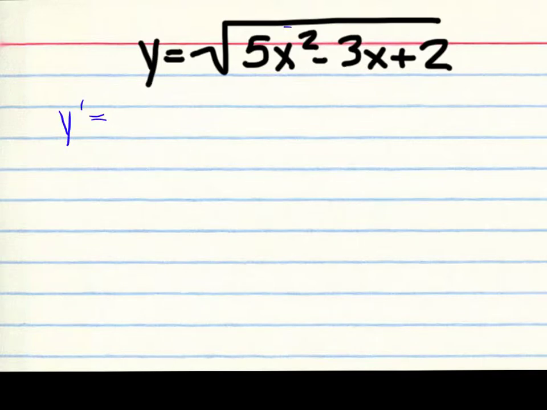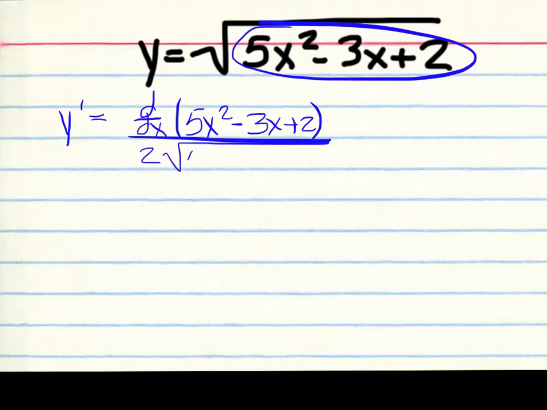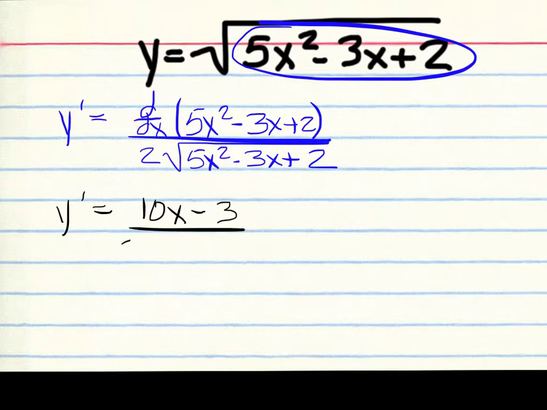You need the derivative of the item under the radical sign. So derivative with respect to x of 5x squared minus 3x plus 2, and then on the bottom you'll need a 2, and that's part of the formula. The 2 comes from the formula, and then you'll need the radical term, square root of 5x squared minus 3x plus 2. So on the top, that derivative is 10x minus 3. And on the bottom, you have 2 times the square root of 5x squared minus 3x plus 2.